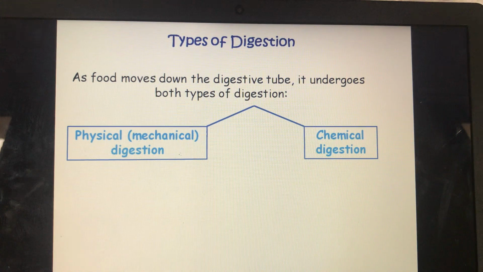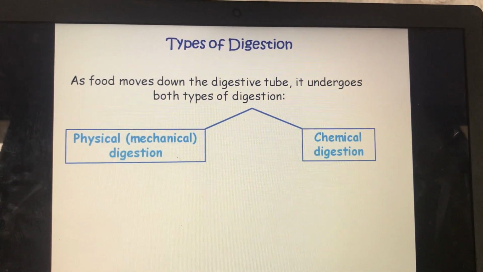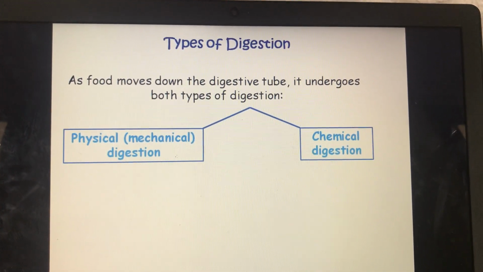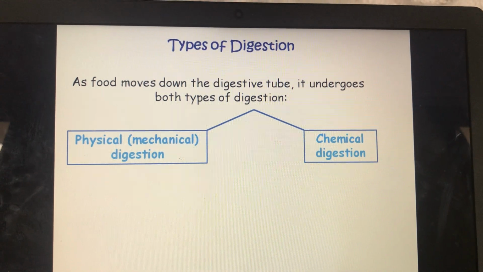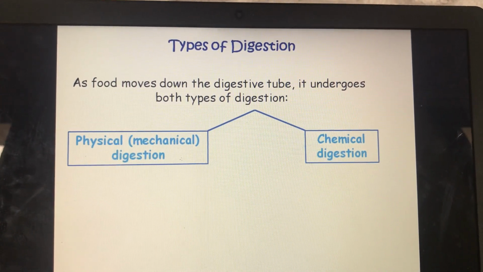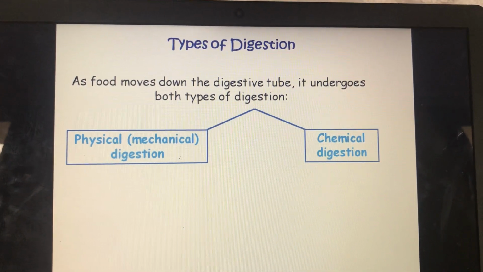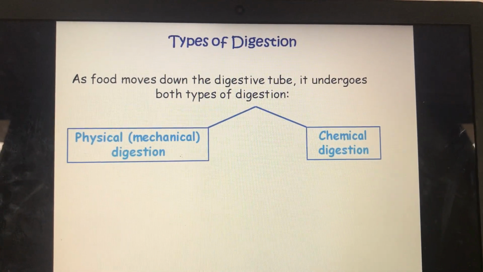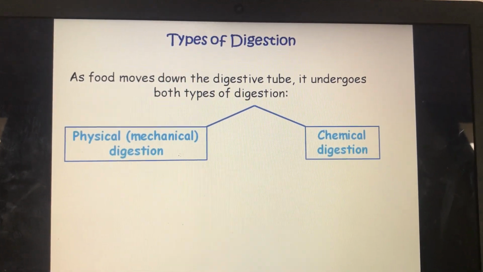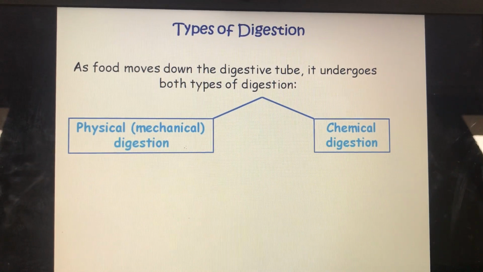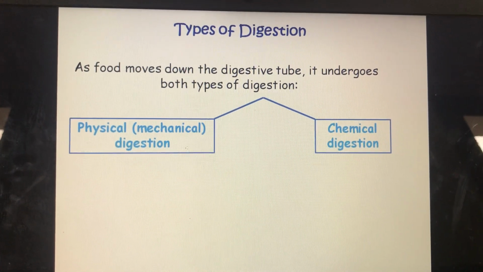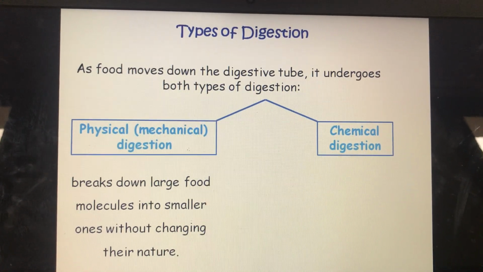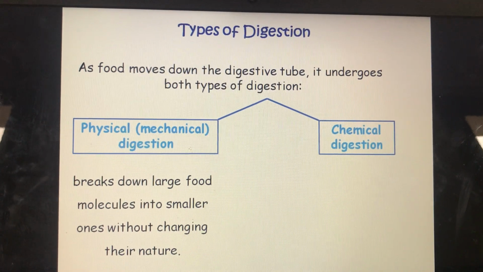Let's look deeply at what's happening inside of the digestive system. In your digestive system, food is digested in two different ways: physically or mechanically, and chemically. So as food moves down the digestive tube, it undergoes both types of digestion: physical or mechanical, and chemical.